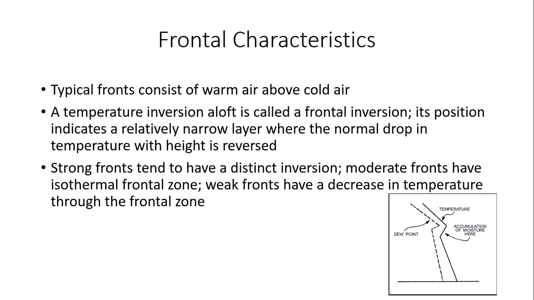And that happens a lot because warm air is always going to be either, with a cold front, lifted off the ground. With a warm front, warm air is going to overrun colder, denser air at the surface. If you have an occluded front, colder air is going to lift warmer air aloft off the ground. So you always have a warmer air or temperature inversion when you're talking about fronts. So a temperature inversion aloft is also what's known as that frontal inversion, where the temperatures increase with height. And its position indicates a relatively narrow layer where the normal drop in temperature with height is actually reversed. Usually with height, the temperatures will drop or fall.